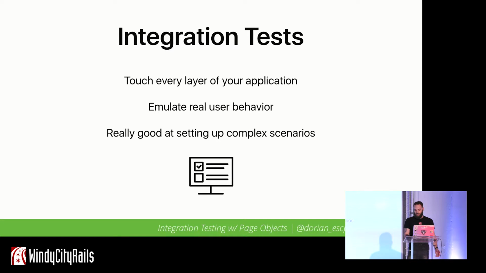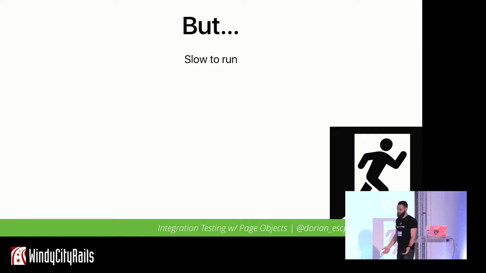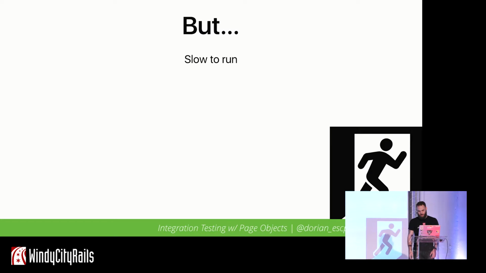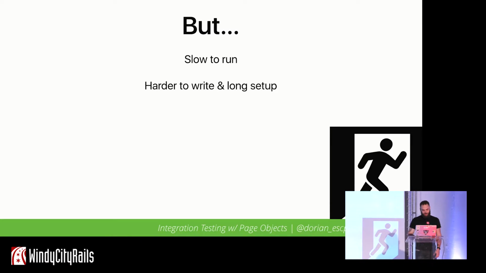And then they're really good at setting up complex scenarios. So sometimes you'll have to set up a bunch of different actors in the system in order to get the test to work for you. However, they have a bunch of different problems. One of the main problems is they're really slow to run. Unfortunately, I don't have a magic bullet today about making your tests faster. But I have a magic bullet for other things. They are harder to write, and they take a lot to set up. And that makes them expensive.